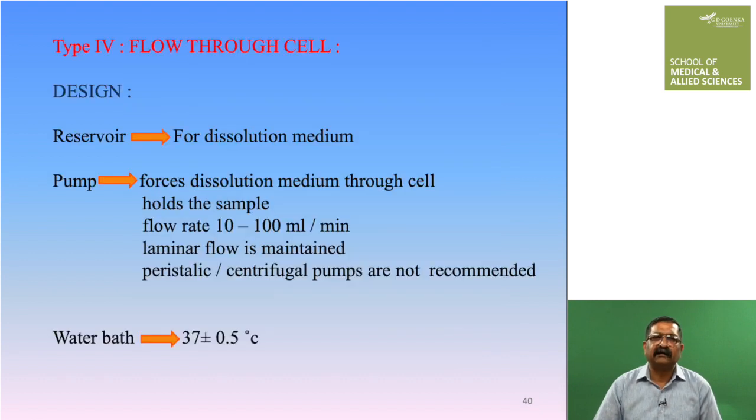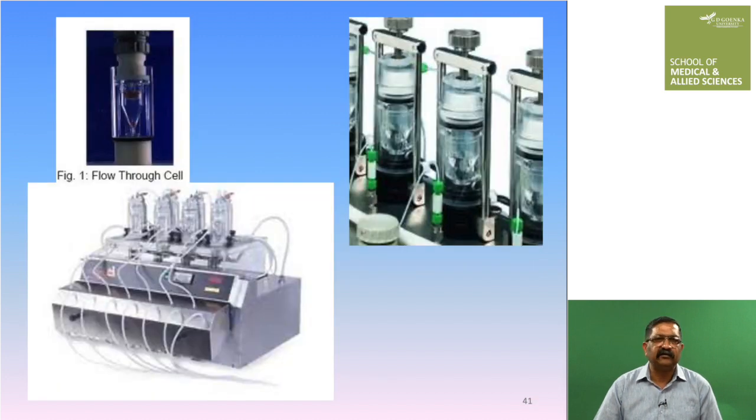In this slide, the type 4 flow through cell apparatus is shown. As the design, there is a reservoir for dissolution medium, and the pump forces the dissolution medium through the cell and the sample holder at a rate of 10 to 100 ml per minute. Laminar flow is maintained by the use of peristaltic or centrifugal pumps. Simply, different types of pumps are used. Water bath is maintained at 37 degrees centigrade. Next slide, you can see the image of the flow through cell type apparatus.